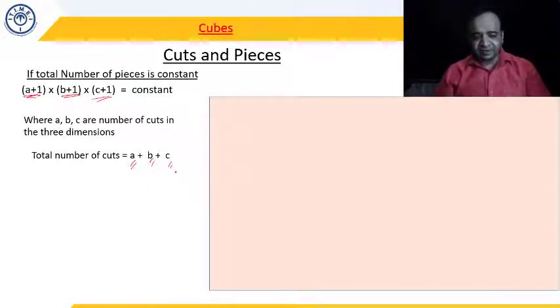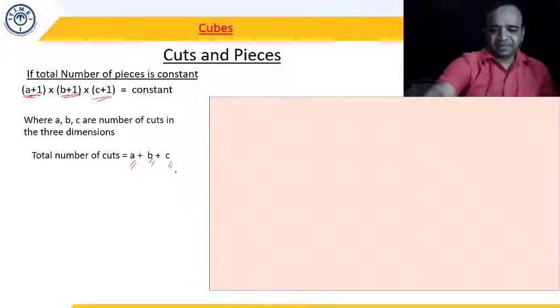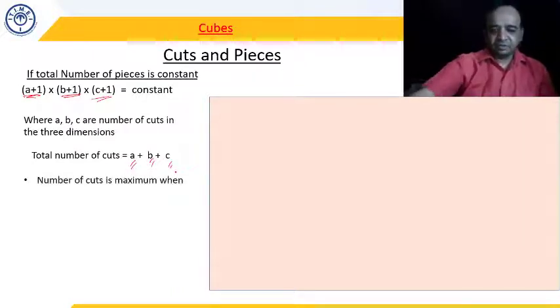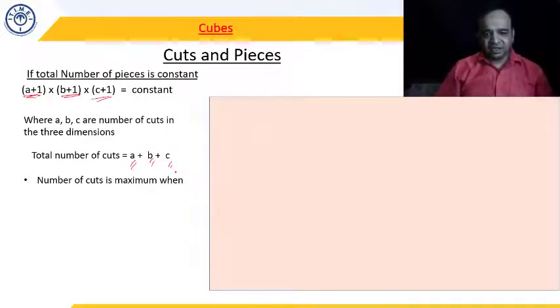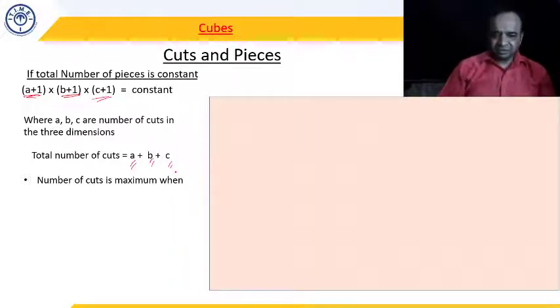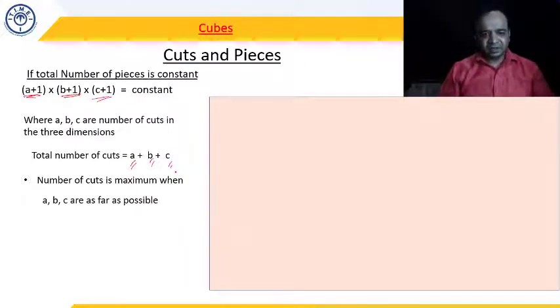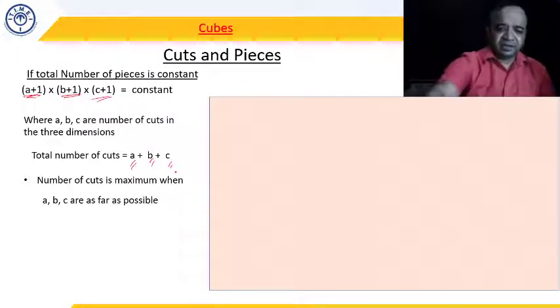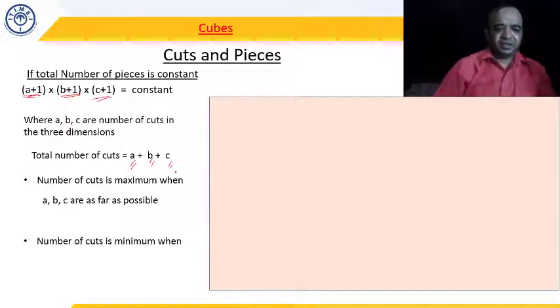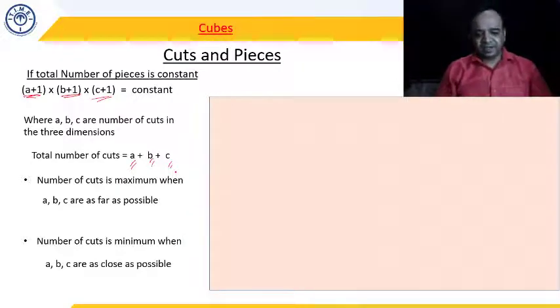Now the conclusion is just the reverse of the previous conclusion. That is, the maximum number of cuts is possible when this distribution of a, b and c is as far apart as possible. I hope this is clear. So it is just the reverse of the previous conclusion. To maximize the number of cuts, a, b and c should be as far apart as possible. For minimizing the number of cuts, a, b and c should be as close as possible. This is just the opposite of what we discussed in the previous case.